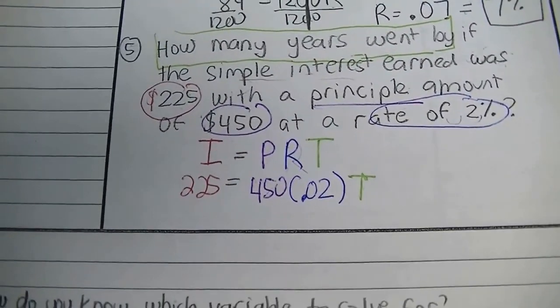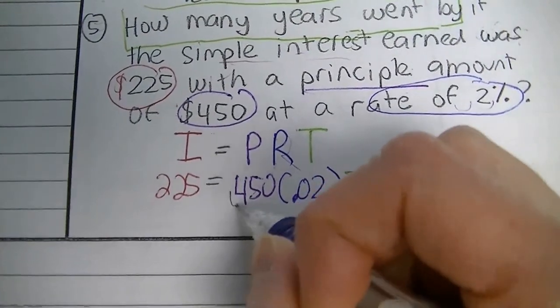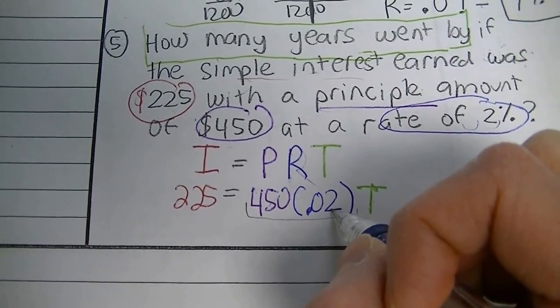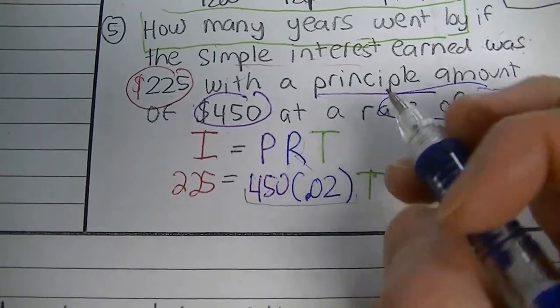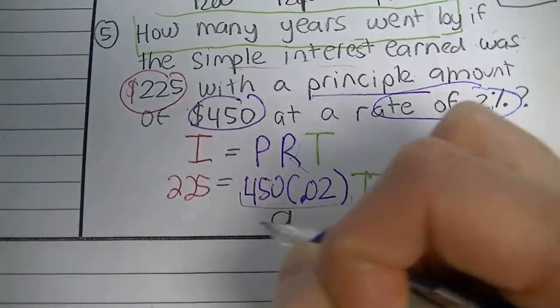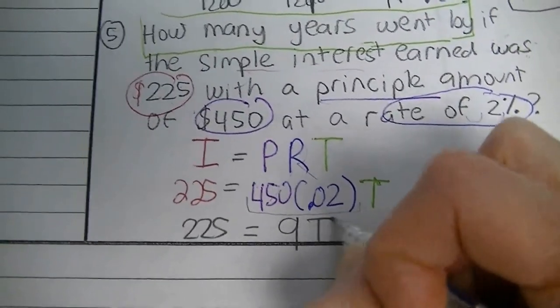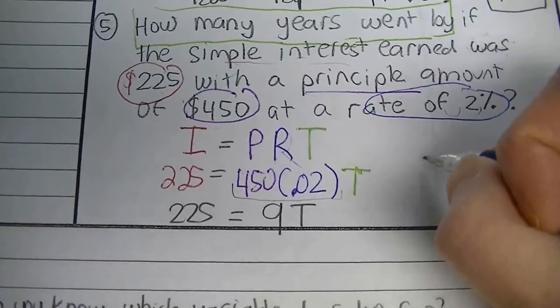All right, before I can build this, let's go ahead and simplify that. So I got to go 450 times 2/100ths, and 450 times 2/100ths is 9. And bring down your 225, and don't forget your T right there, okay? Now we can build it.